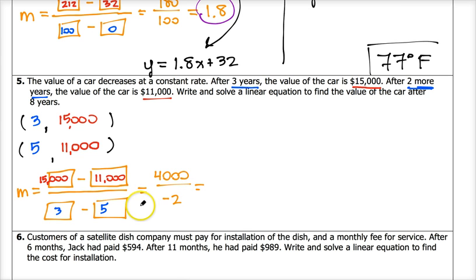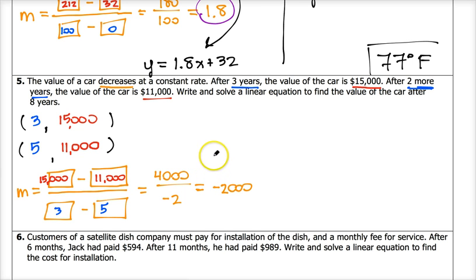So we end up getting a negative rate of change for this, which makes sense because, again, this is a depreciation problem. The value of the car is decreasing. So the rate of change is negative 2,000, which basically means this car is losing $2,000 per year.